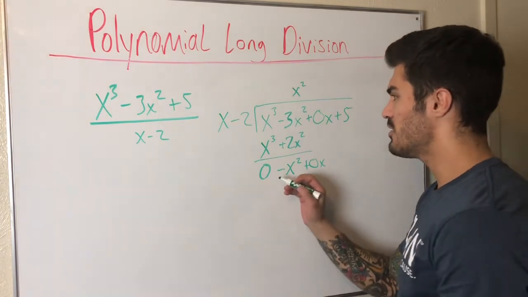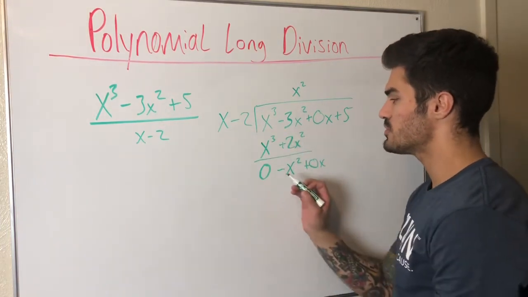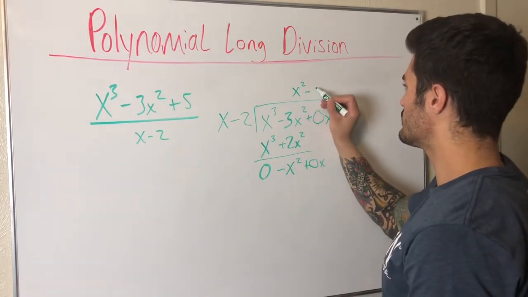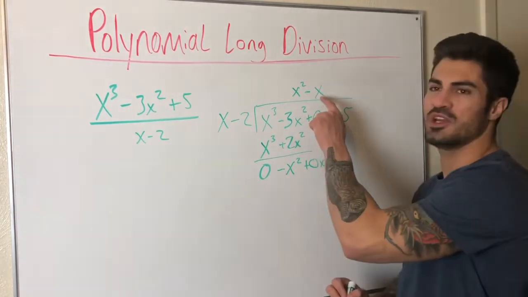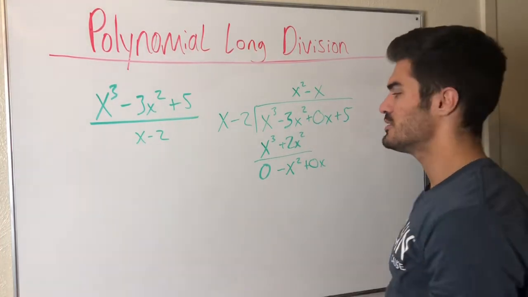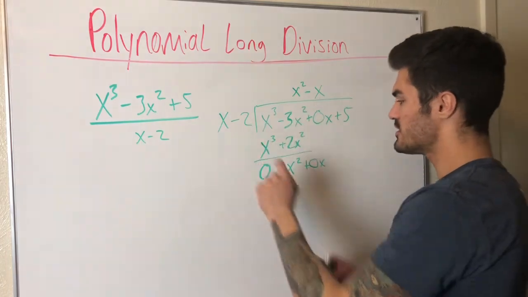All right? Now what do I do? Same process. What do I multiply x by to get negative x squared? That's negative x. And this is the reason why I use this column. It's because the x ended up being here, right? So we kind of need a placeholder. It just makes it a little more organized. So same process. Come down.